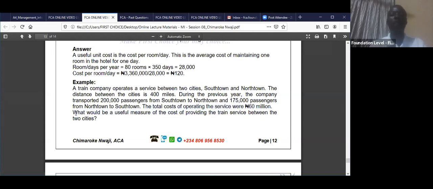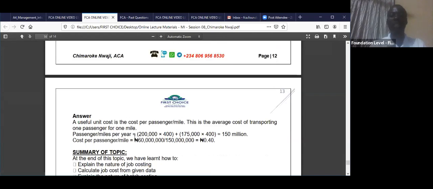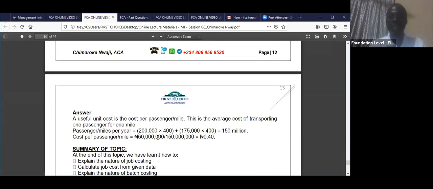Now we are asking, what would be a useful measure of the cost of providing the train service between the two cities? Now you see that we are going to use how much it costs to provide the service. The cost of operating the service is 60 million.